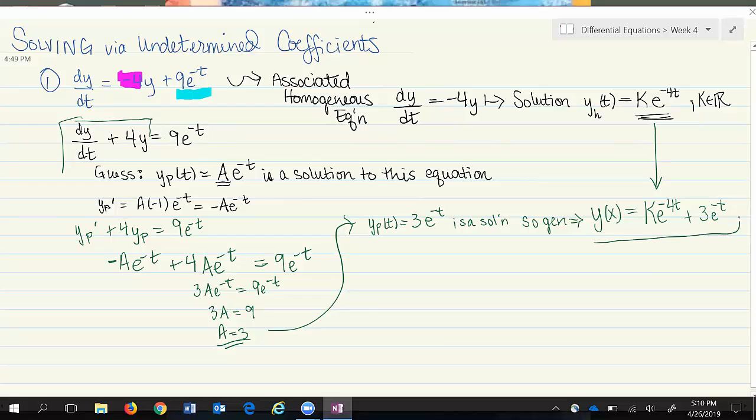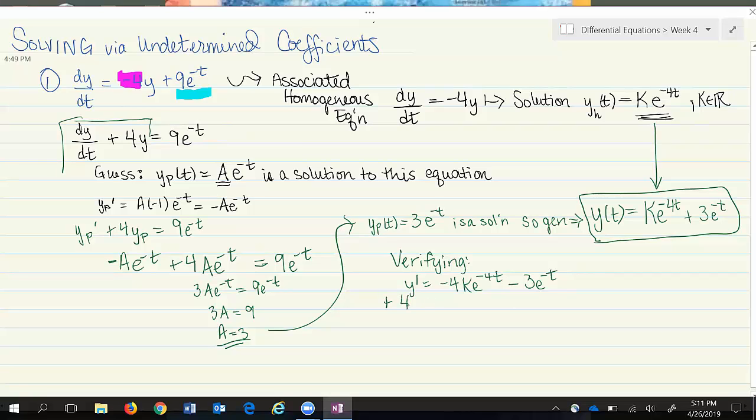So this gives me a general solution to the differential equation, and I think it can be worthwhile verifying why this works. So I'll verify it for this case. We verified it generically, if you'll recall, in class. So let's just verify. Y prime, oh, I used an x there, it should still be t. Y prime equals negative 4k e to the minus 4t minus 3e to the minus t. That's y prime. And so now what I'm going to do is add 4y to that, and see if I get 9e to the minus t left.